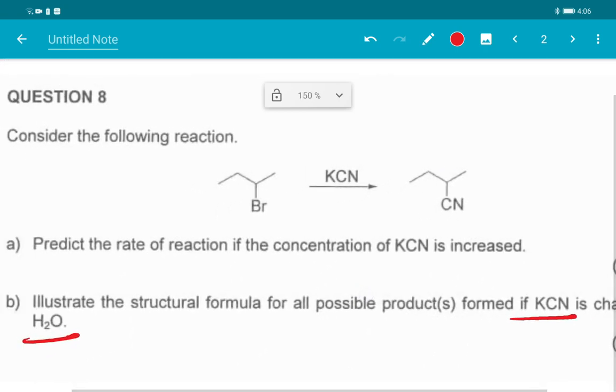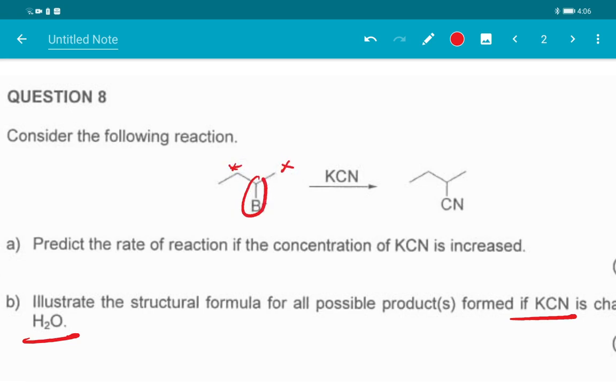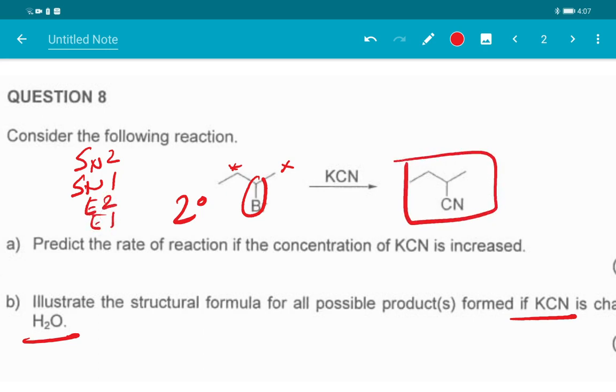So as you can see here, again we're going to identify the type of halide. This is the CX which attaches to 2 carbon, therefore this will be a secondary. We can ignore the fact that secondary can undergo all of the mechanisms. It can either be SN2, SN1, E2 or E1, because in this question it already gives you the product.